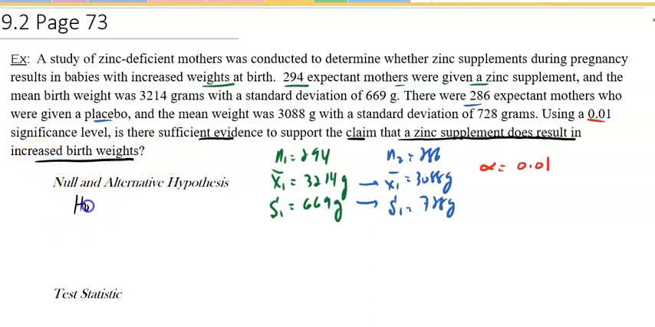So the null hypothesis is going to say that those are the same, the population means. The alternative is going to say, well, the claim, what did it say? Increase. It's more than mu 2. Well, let's see how this works. The claim is right there. So if I reject the null hypothesis, I support the claim. If I fail to reject the null hypothesis, I cannot support the claim.